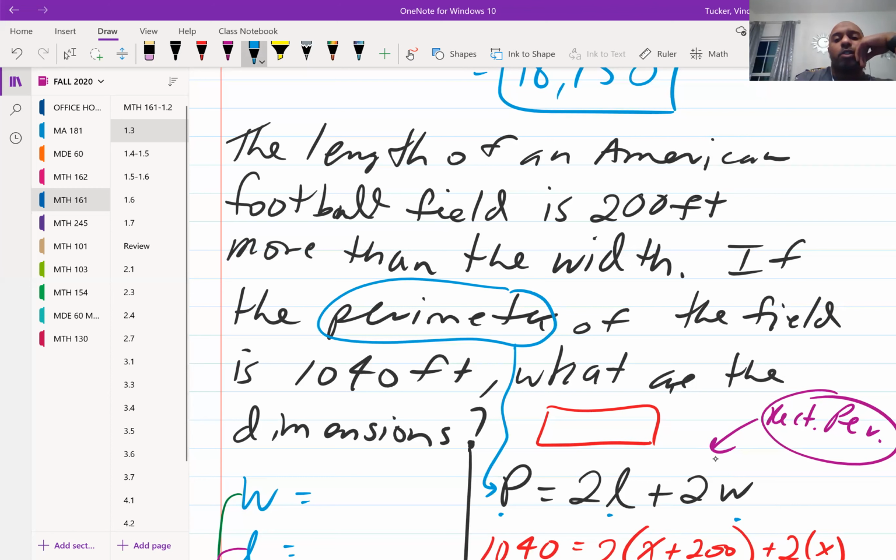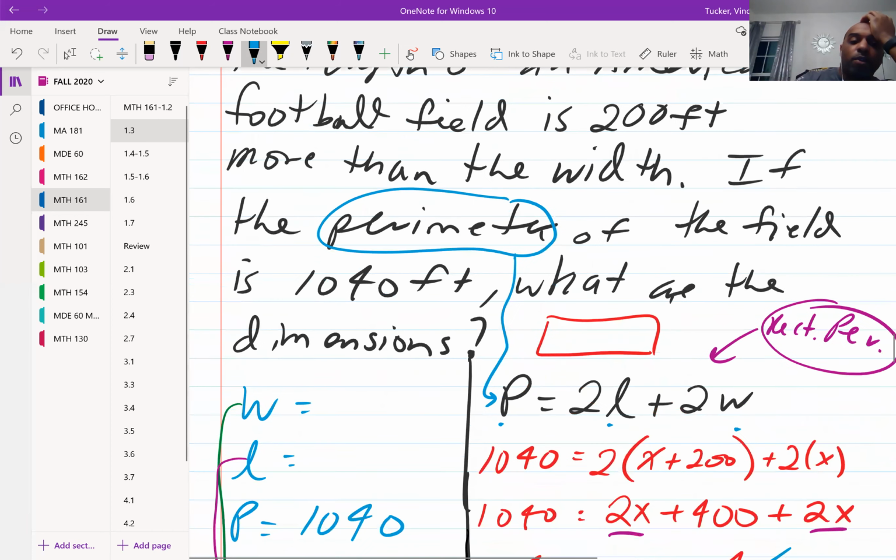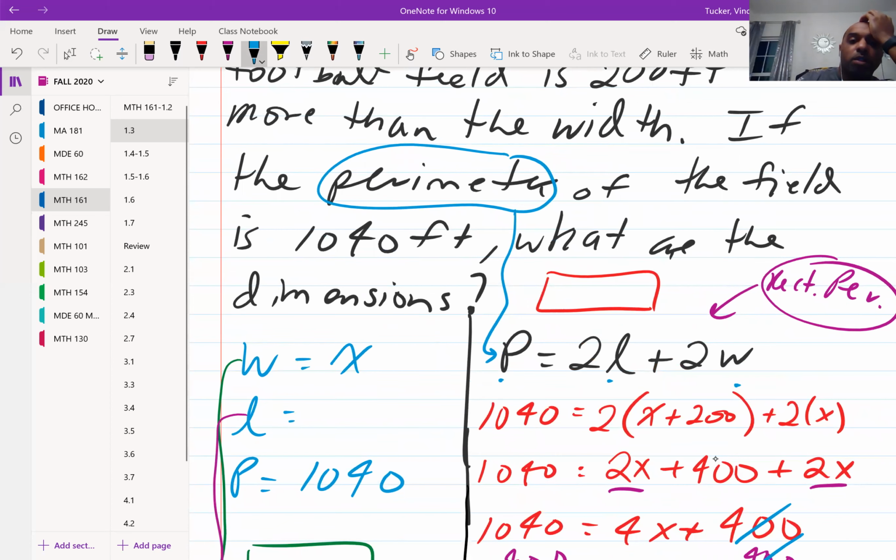All right, so now we need an algebraic representation for our width and our length. It says the length of the American football field is 200 more than the width. So what we can do is call our width X and then call our length X plus 200, because our length is 200 more than the width. So you add 200 to the width, and that'll be X plus 200 because we called the width X.